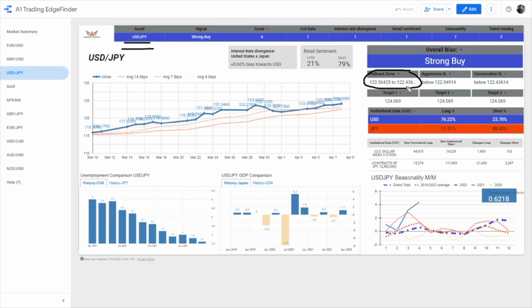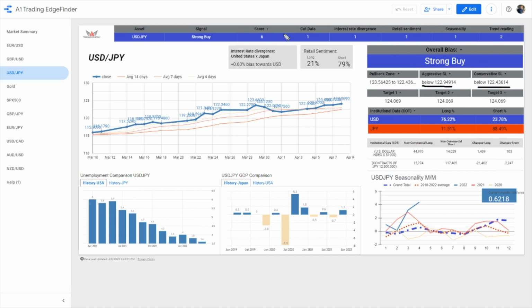123.56 to 122.43 is considered a potential pullback buy zone for people interested in looking at the dollar yen. And with that, you also get an aggressive and conservative stop loss reading that you may want to consider if you're going to look to place trades. Now, of course, there is no guarantee with anything in markets, but this is giving you ideas. It's giving you concepts to look into.